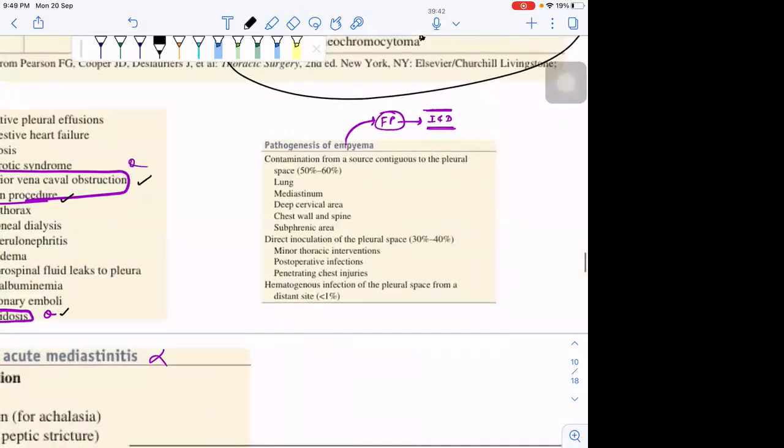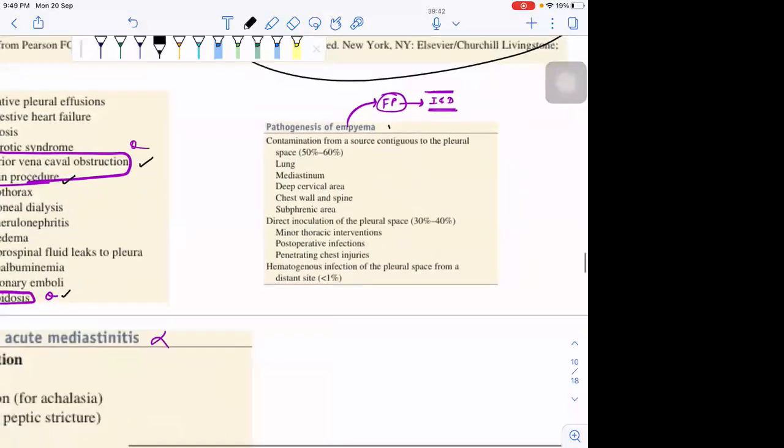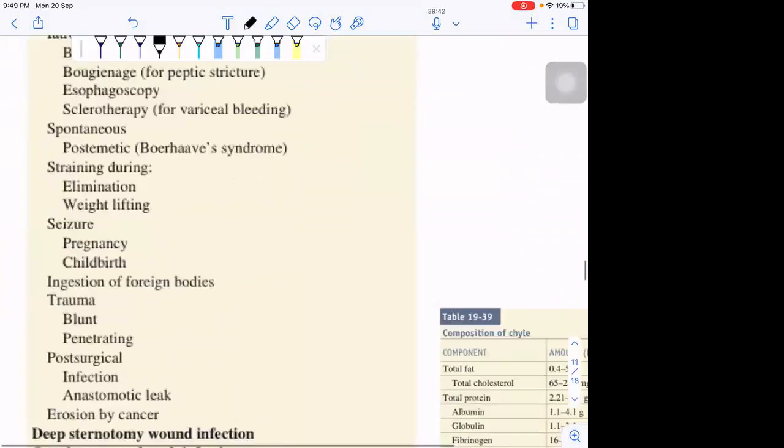And these are the pathogenesis of empyema. The most common cause of empyema is contamination from a contiguous source to the pleural space. That is the most common cause. The next etiological factor is acute mediastinitis.